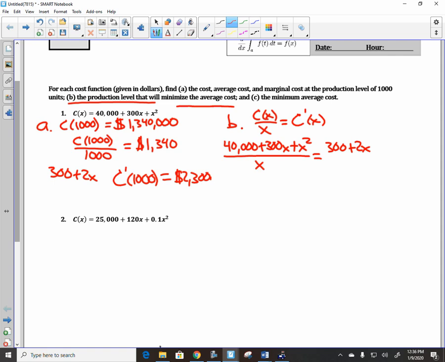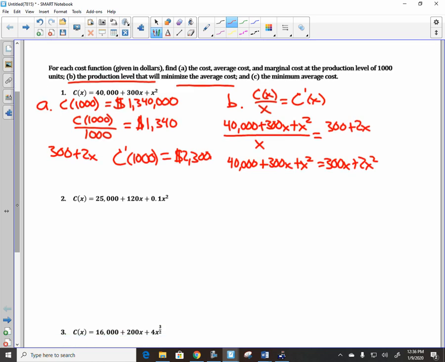I want to solve that equation. What do you think I should do to solve that equation? Cross multiply. We get 40,000 plus 300x plus x squared is equal to 300x plus 2x squared. What do I do? If I subtract 300x from both sides, what's going to happen? Isn't that nice? Move the x squared over, I would get 40,000 is equal to x squared.